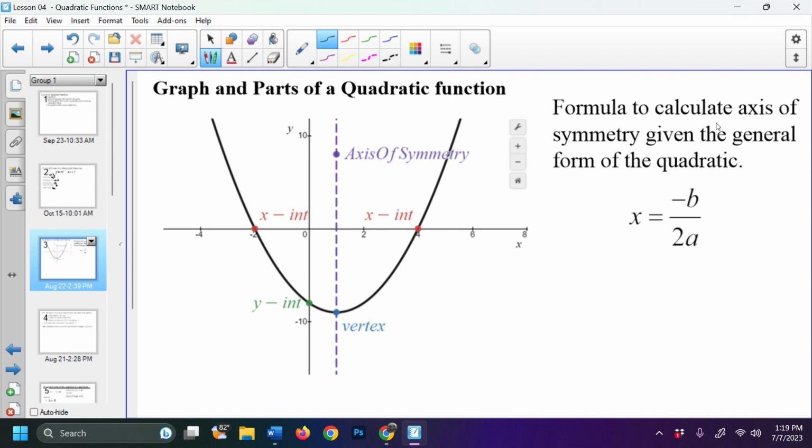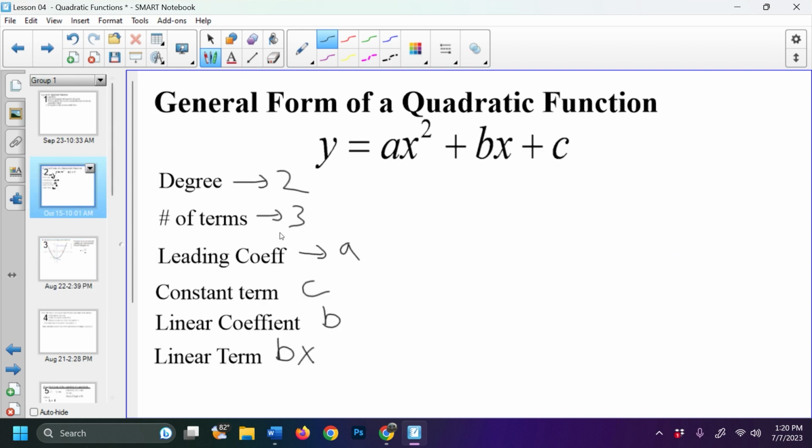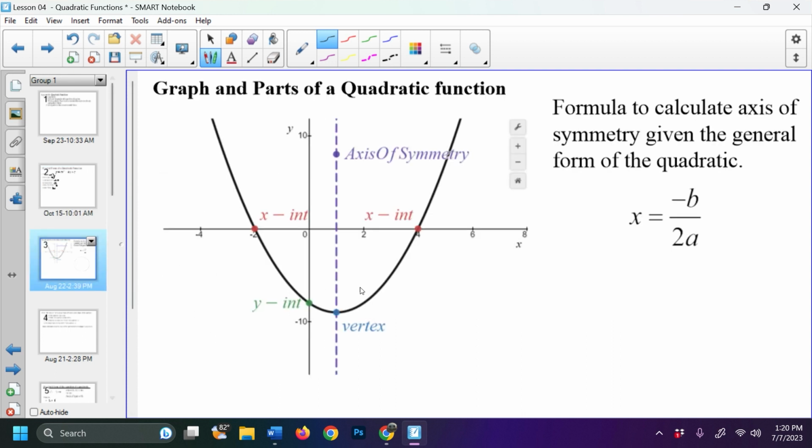The formula that you need to calculate the axis of symmetry is x equals negative b over 2a. And where do I get this b and this a? It comes from the general form of the quadratic function. I find out what this number is and what that number is and plug them into this formula right here, and we can calculate that axis of symmetry. And x equaling any constant as a graph will always be a vertical line.